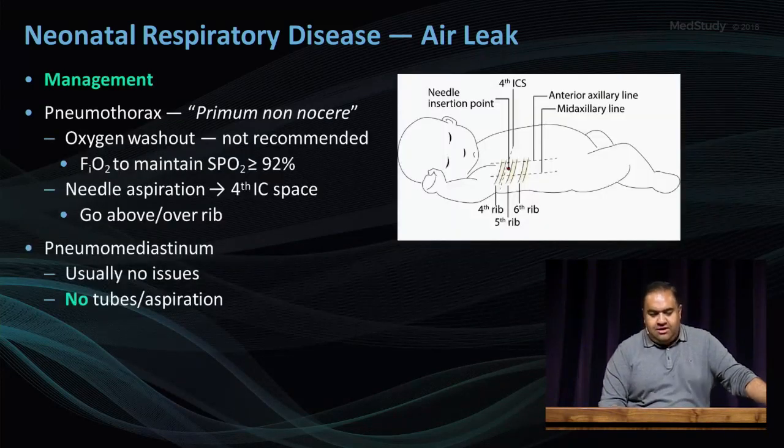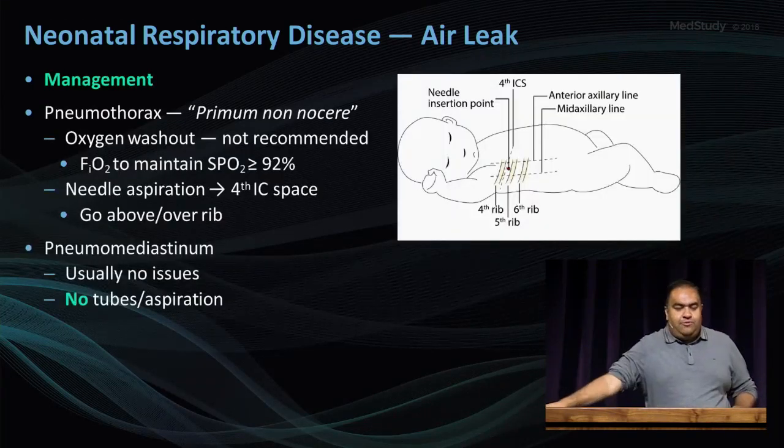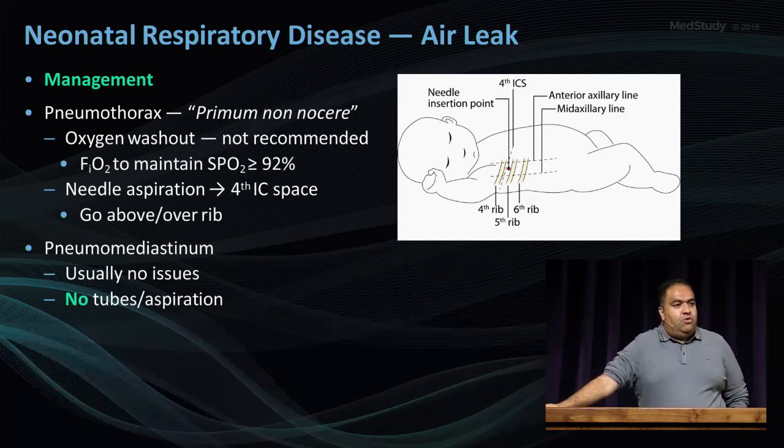Air leaks are there. Remember, with the pneumothorax, we want to do primum non nocere, do no harm first, right? So oxygen washout is really not recommended anymore. If you need a needle aspirate, it's over the fourth intercostal space. Make sure you go above the rib so you avoid the neurovascular bundle that's below it.